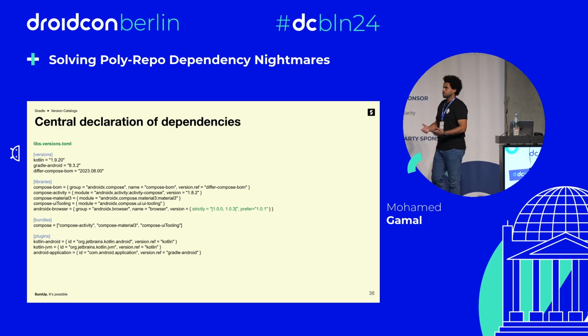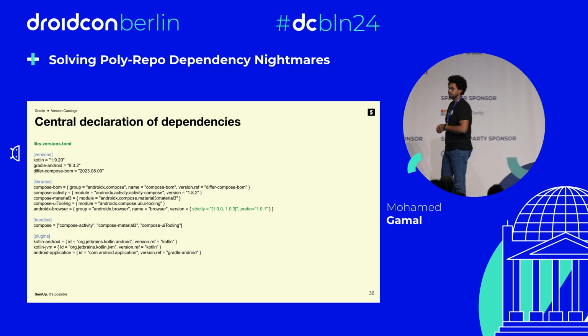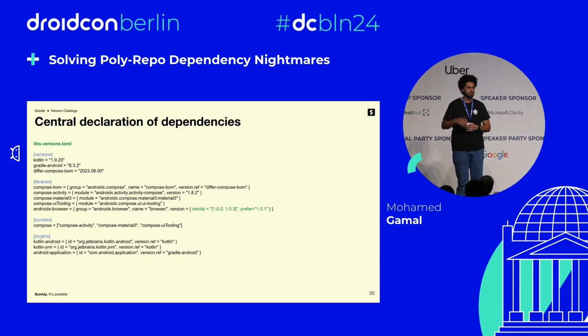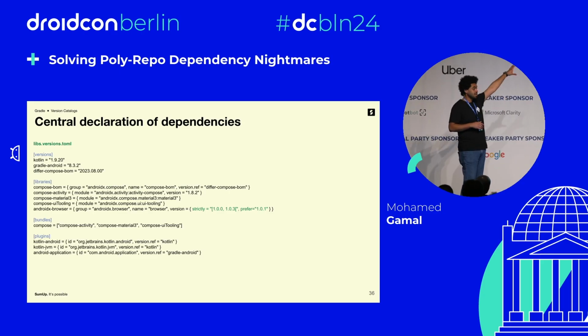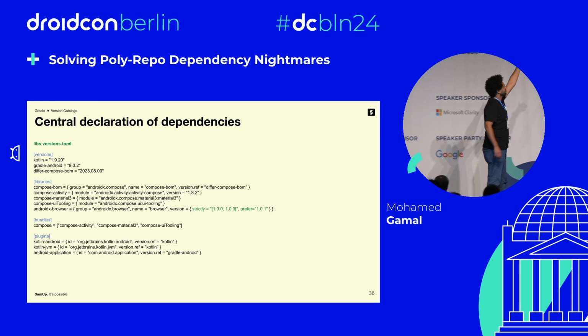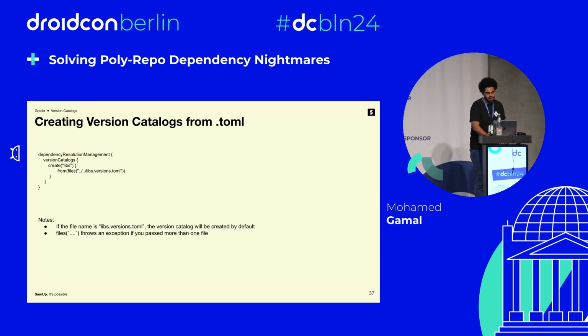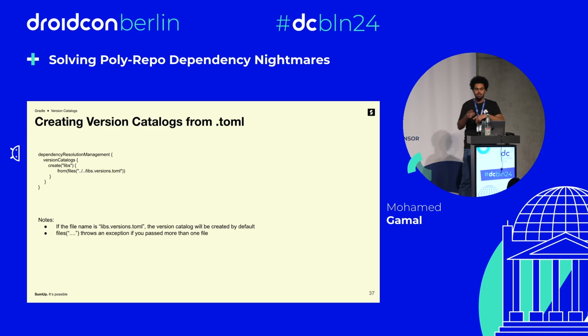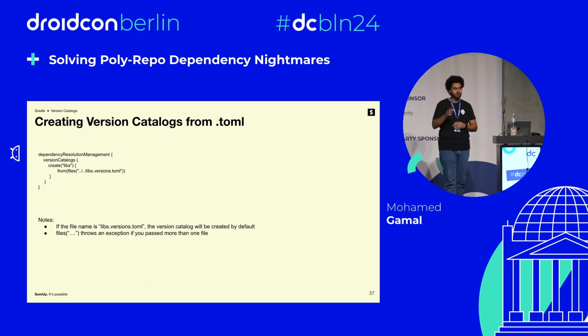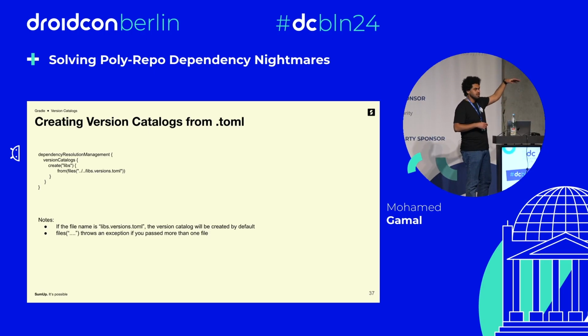So version catalogs work in two ways. You can create your TOML file. This is not the version catalog itself, that's the definition of it. So you can put your versions, libraries, bundles, plugins, all of that, and then you create the version catalog from the settings file. So from the Gradle settings.gradle file, you can just say, okay, I will create the libs, and this libs, you get it from this file. Actually, if the file name is libs.versions.toml, it will be created by default. You don't need to do that.